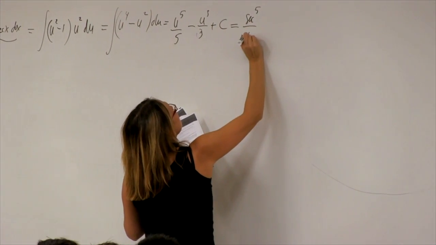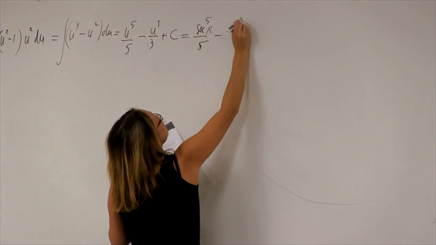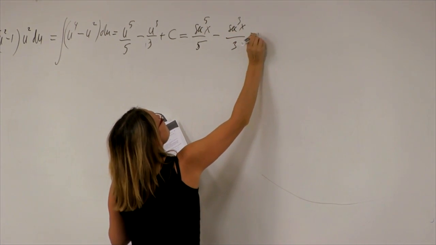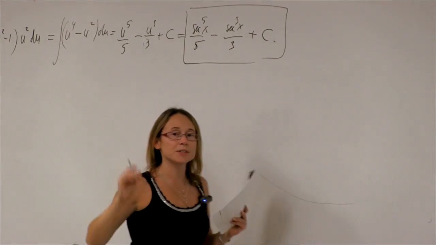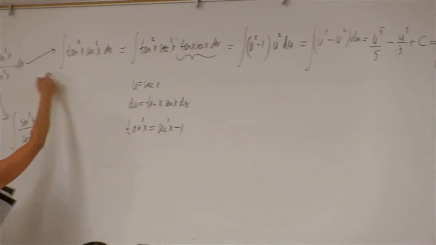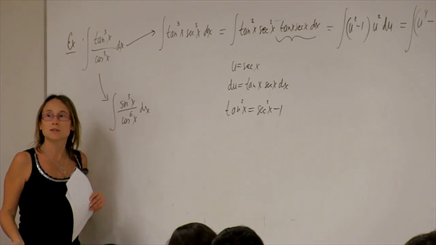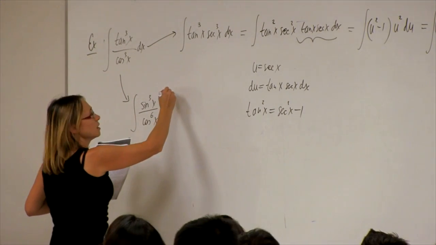Secant to the fifth over 5 minus secant cubed over 3 plus c. Okay, so this is pretty standard, as long as you thought of rewriting this thing in terms of tangents and secants. Now here, is this easy? This is also easy, okay?